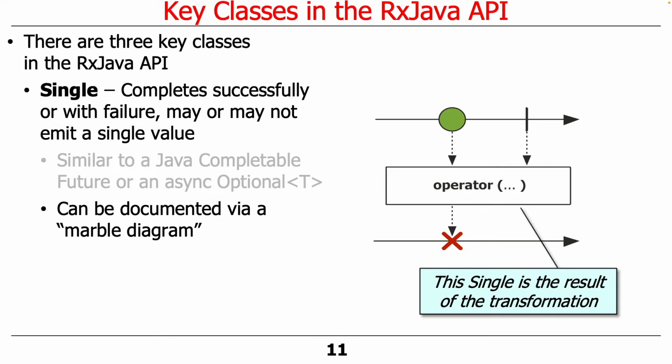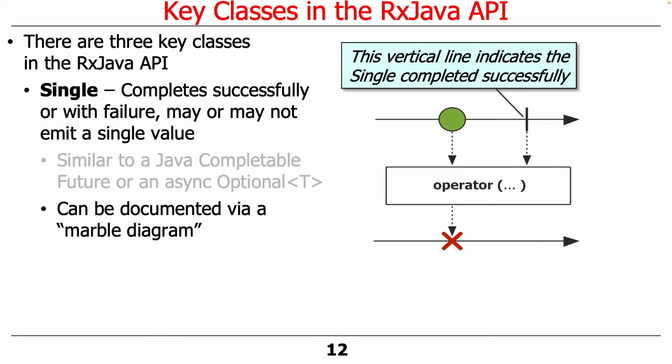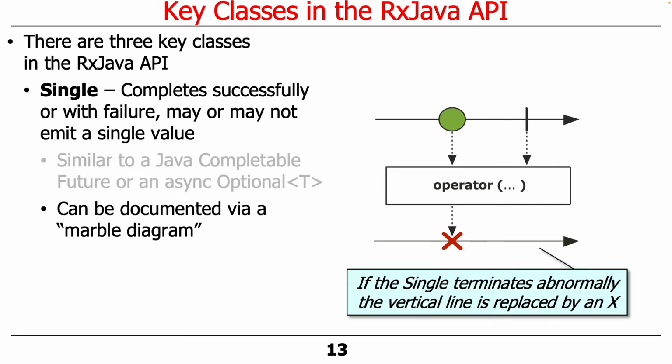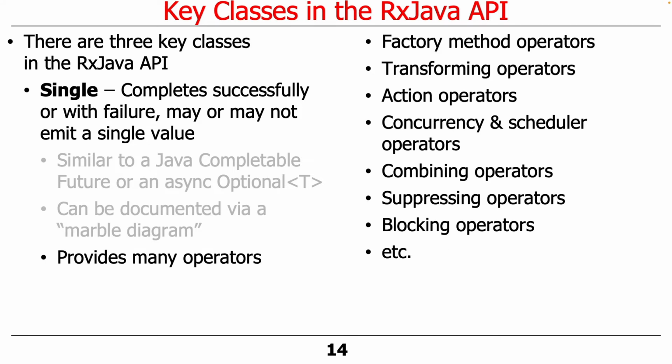Then there's a result of the transformation. So it'll give a result as a result of applying the operator on the input. And if things go well, there's a vertical line that says we're done and everything's succeeded. If there's a failure, then there's a line that indicates that something's gone wrong. So those are basically kind of how you read the marble diagrams.